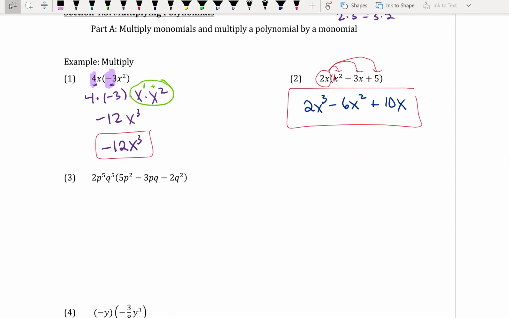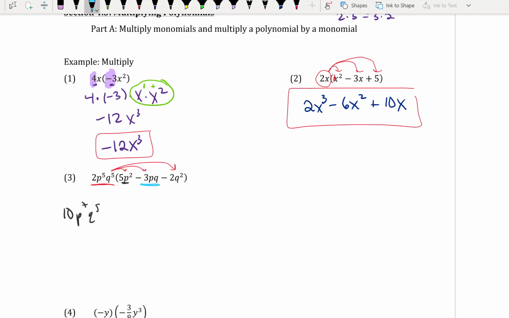Now for number 3, you might have to go a little bit more carefully because all of this is exactly one term. So it's going to get multiplied here, here, and here. So now I'm going to say, okay, 2 times 5, which is my 10. If I look at my p's, p to the 5 plus p to the 2 is going to give me p to the 7, and I have a q to the 5th power. So that takes care of my first term.